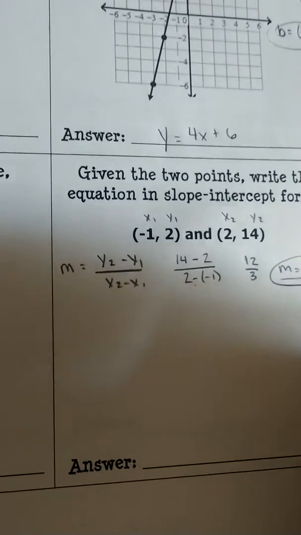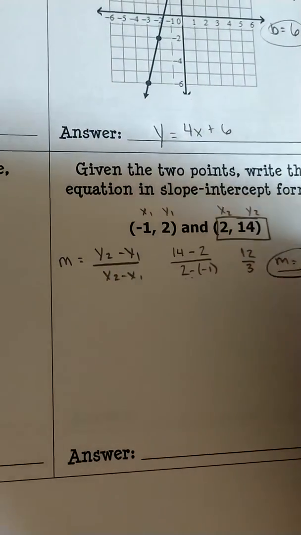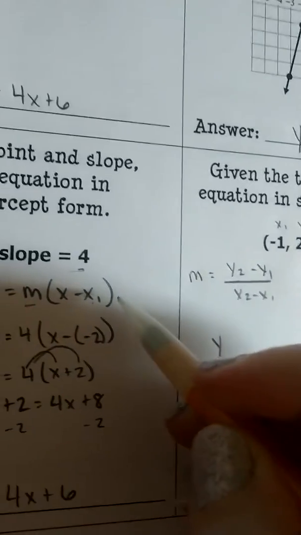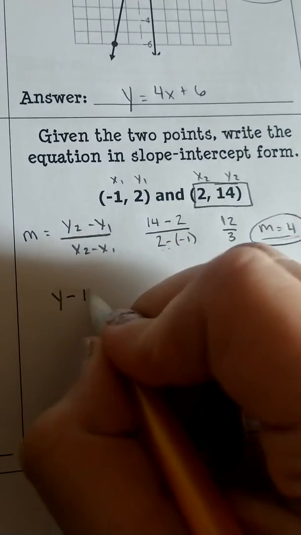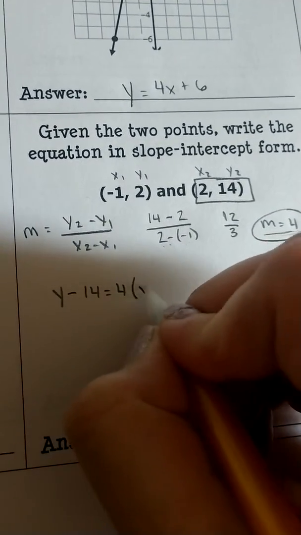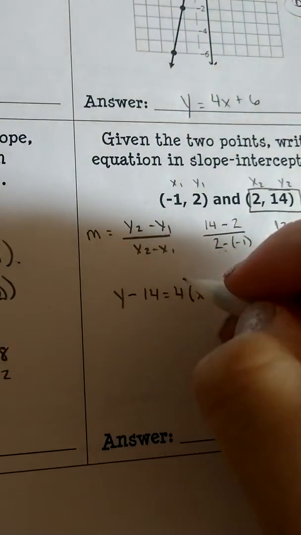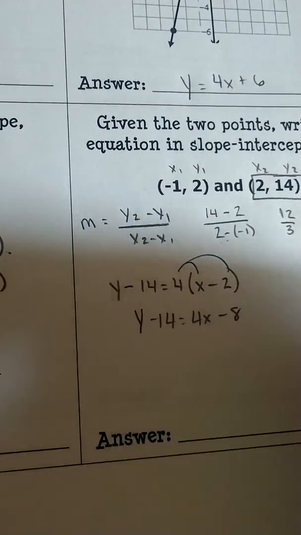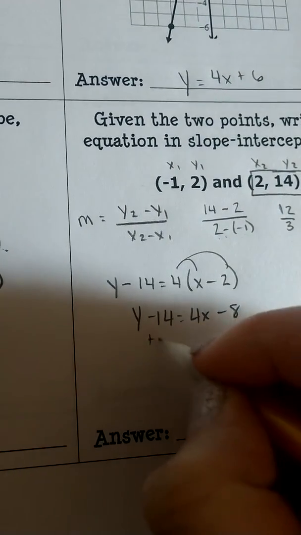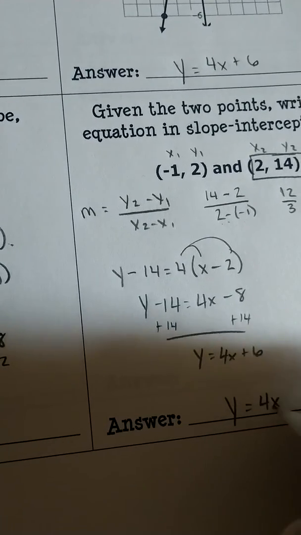Take your slope, pick one of your points. I'm going to pick the 2, 14 because there are no negatives. And you plug that in to your point slope formula that we used over here. So y minus the y value of that point, 14, equals m parentheses x minus x sub 1. And either way you would have done this, you would have gotten the same answer. Go ahead and distribute. Y minus 14 equals 4x minus 8. You still got to get that y by itself, so add your 14 to both sides, and you get y equals 4x plus 6. Hey, there's that same pattern.